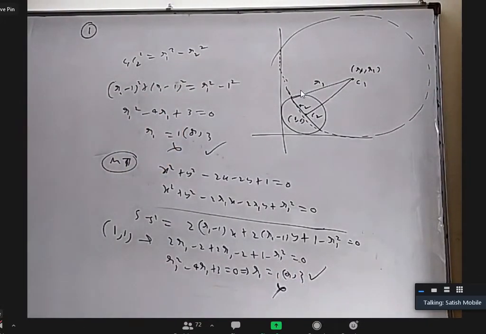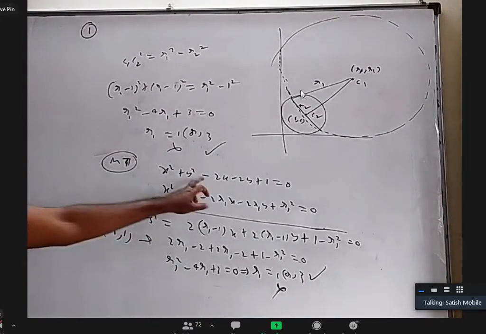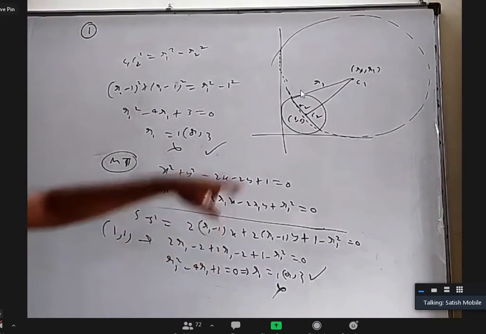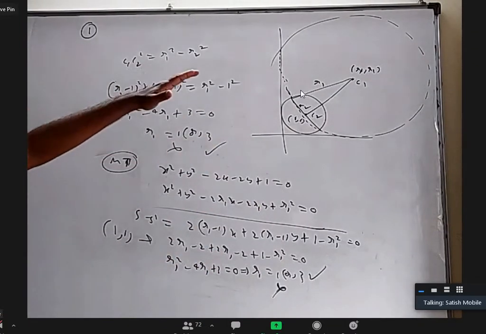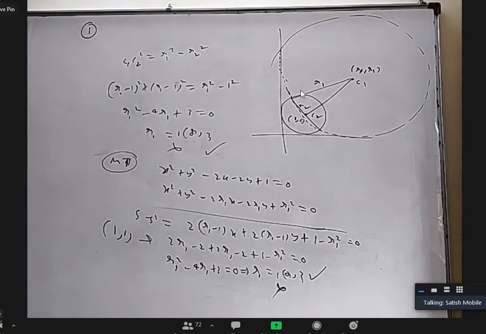Okay, so bisecting the circumference, we already came across a few times. There are two ways to do it. One is to subtract the two circles, get the common chord, and it should pass through the center of the smaller circle. The other one is C1C2 square is the difference of the squares of the radii.